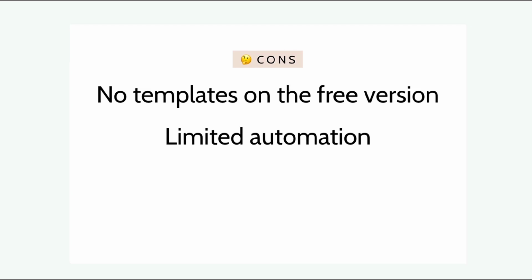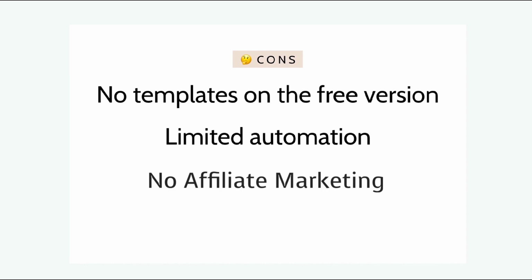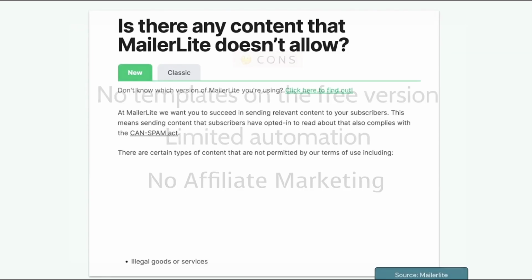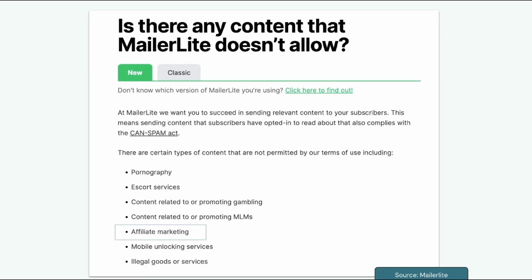Now, the final con is the one that I think will be a deal breaker for some of you. It is a deal breaker for me, and that's the fact that you cannot use affiliate marketing. This is a screenshot directly from Mailerlite's website, and it shows which type of content is not allowed. And here you can see that they say that you are not allowed to send affiliate marketing to your subscribers. If you run a business or in any industry where you want to promote any types of products or services to your audience via email, this could absolutely be a deal breaker.